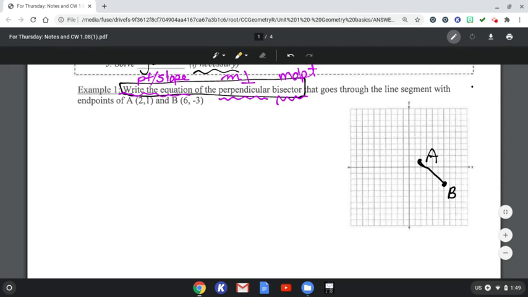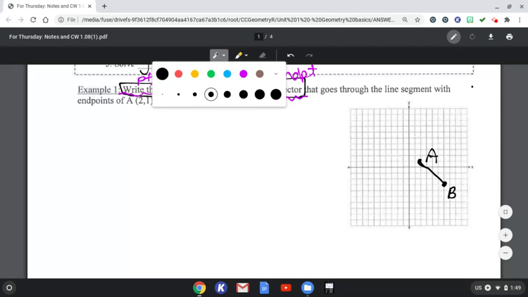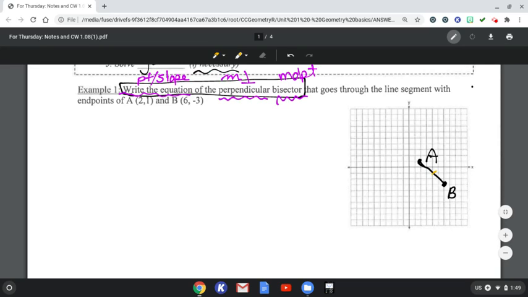Now again, what we're trying to find the equation of, and I'm going to just sketch this in yellow, is a segment that cuts AB in half and is perpendicular to it. So we're trying to find the equation of this yellow line I just sketched in here. Now that's just visually a bisector that cuts AB in half, and those two lines are perpendicular. So the perpendicular bisector is a segment that bisects and runs perpendicular to another.